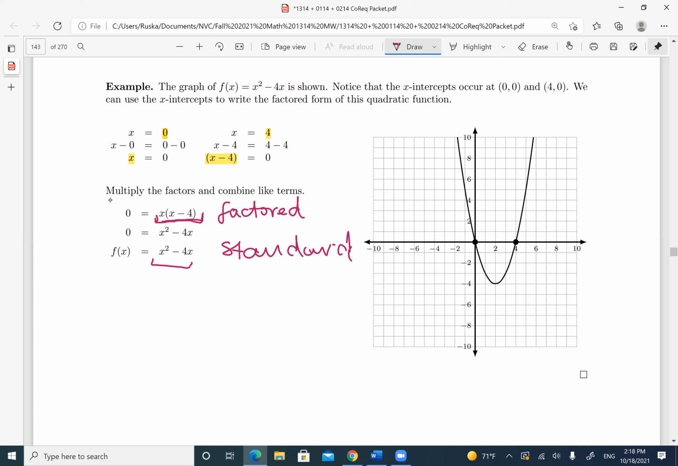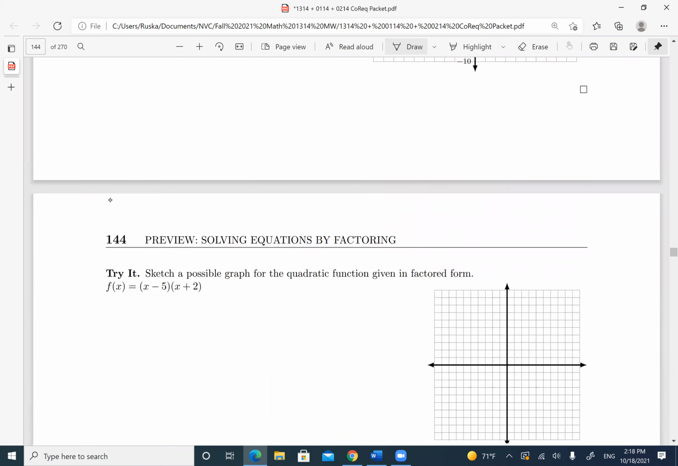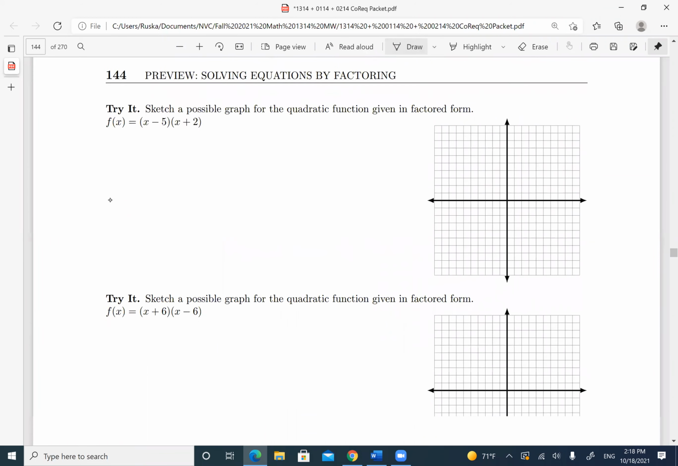Why do you need the factor form? Because with factor form, it's easy to find the x-intercepts. You solve each of the factors equal to 0, and that's how you solve it. If I use the standard form, I probably need the quadratic formula or a different method to solve it. Make sense? Okay, so let's try this.